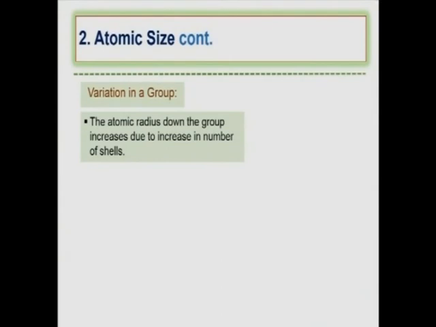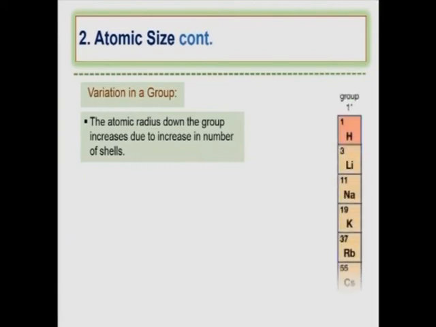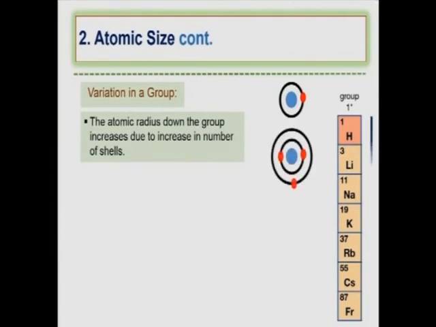Now let's see what happens in a group. The atomic radius increases down the group. It is very clear if you draw the structure and see what happens as we move down in a group: there is addition of shells. When there is an increase in the number of shells, the atomic radius automatically increases. If you see the presentation, it is very clear that atomic size is increasing as I am moving down.